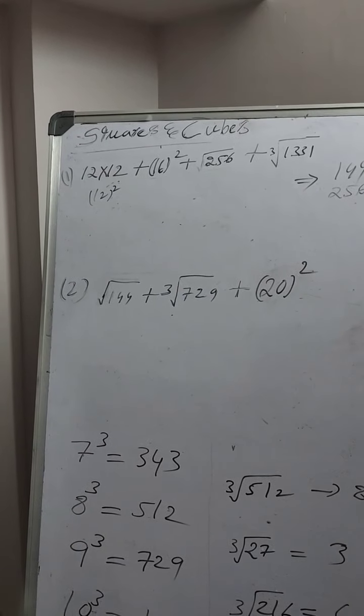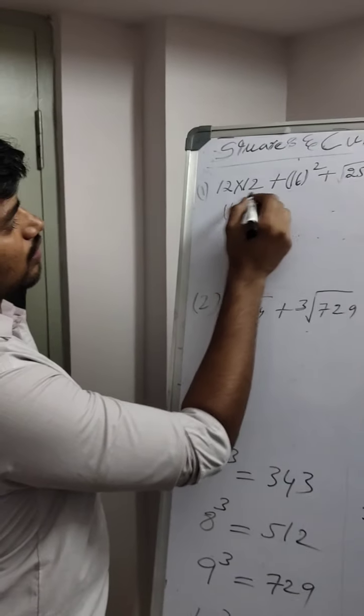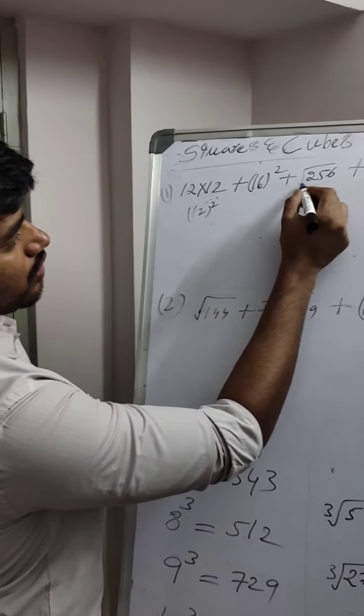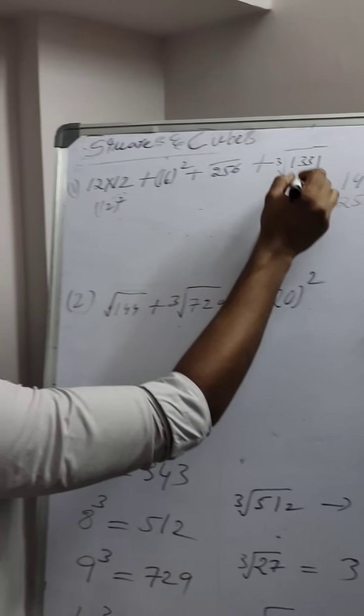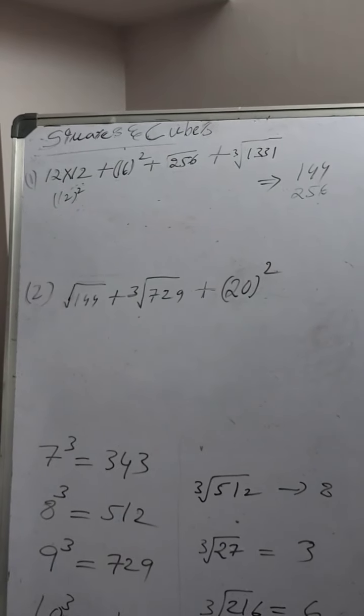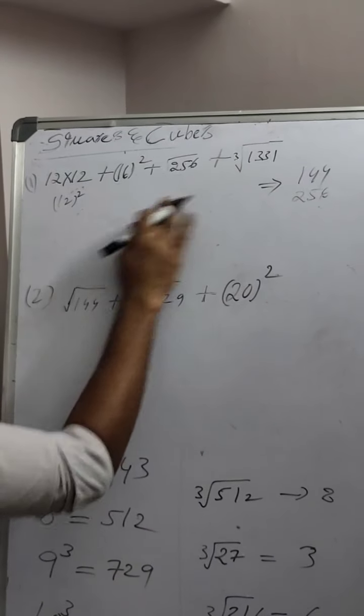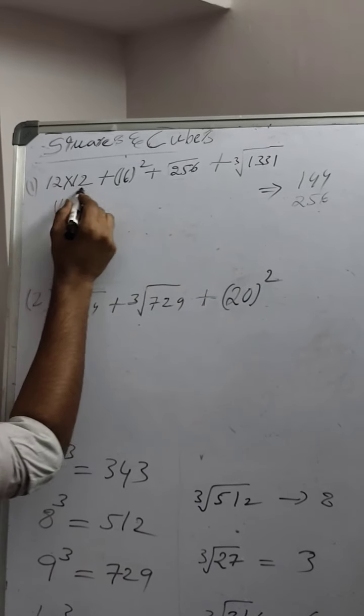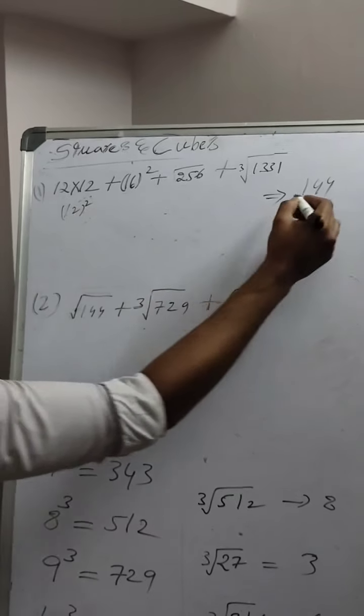Now two problems by using squares and cubes. So 12 into 12 plus 16 square plus square root of 256 plus cube root of 1331. If you remember all the square roots and cubes, it will be easy to solve within 10 seconds. So 12 into 12, 12 square, is 144.